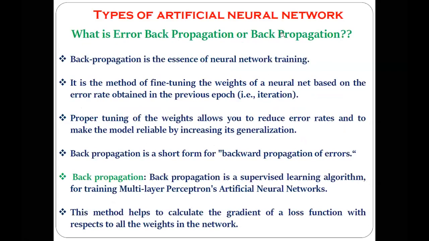So that is the reason I have mentioned it is the method of fine tuning the weights of the neural network based on the error rate obtained in the previous iteration. Proper tuning of the weights allows you to reduce the error rates and make the model reliable by increasing the generalization. Now, what do you mean by the adjustment of weights? Adjustment of weights is nothing but giving more proper training so that the artificial neuron can learn properly. That is what is called the adjustment of weights here.